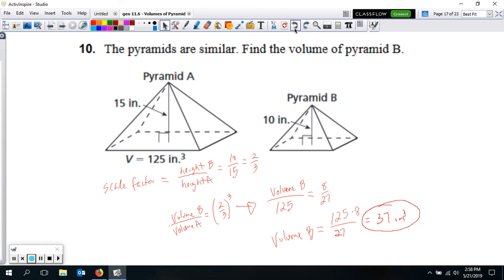So it's approximately, though, it doesn't say round it to the nearest anything here, so we're just going to approximate it to the nearest whole number there, 37 inches cubed. So that's what we got for that one. All right, we have one more to try, and that's going to be a composite solid.